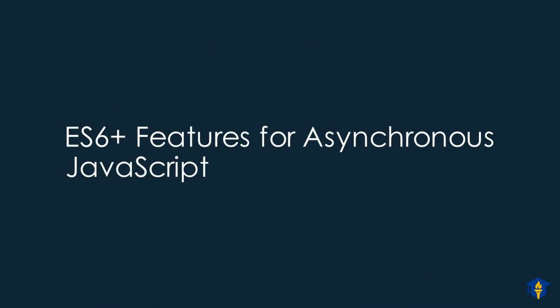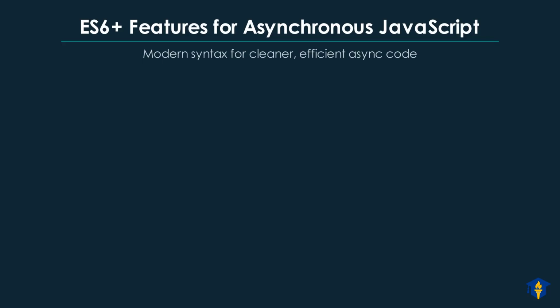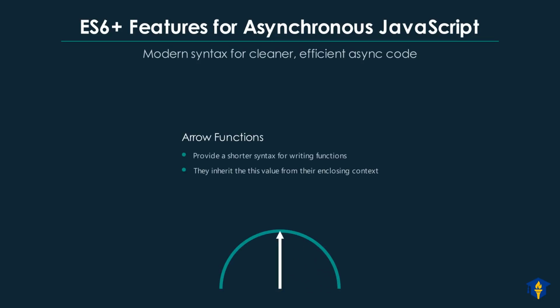We will now explore ES6 Plus features for asynchronous JavaScript, enabling cleaner and more efficient code. These modern syntax additions streamline asynchronous operations, making your code more readable and manageable. Arrow functions provide a much shorter and more concise syntax for defining functions in JavaScript. They also inherit the this value from their enclosing context, simplifying scope management.